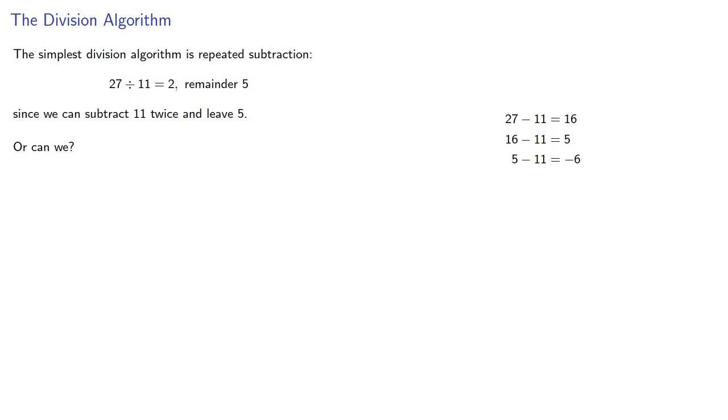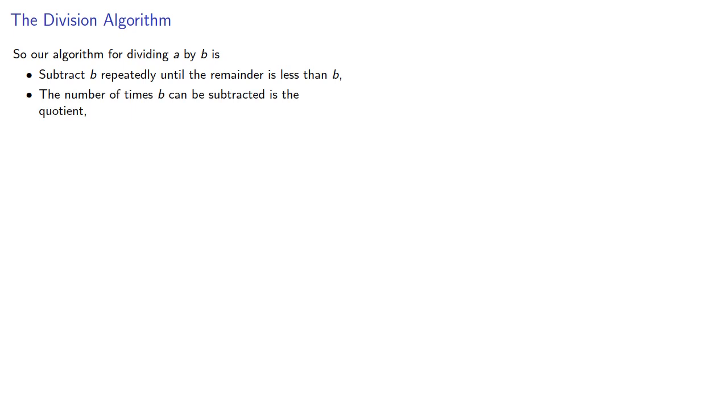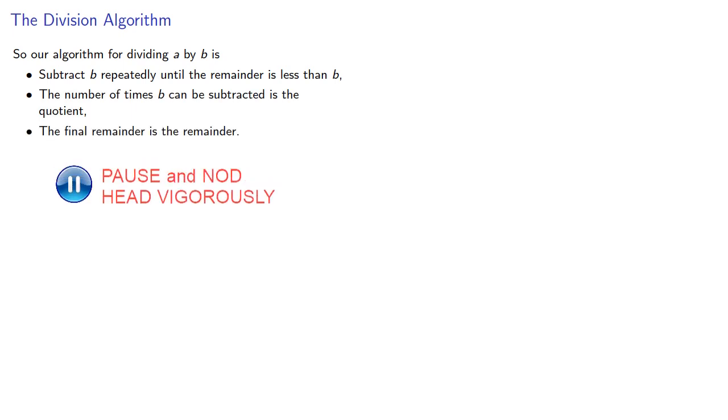And when describing an algorithm, it is important to identify all of the assumptions that we're making. So let's be a little bit more explicit. Our algorithm for dividing a by b is to subtract b repeatedly until the remainder is less than b. The number of times b can be subtracted is the quotient, and the final remainder is the remainder.